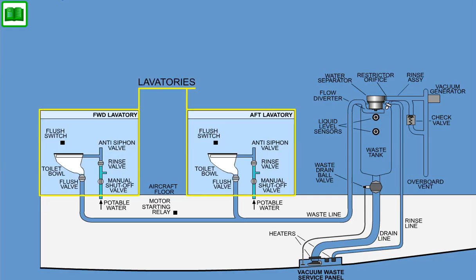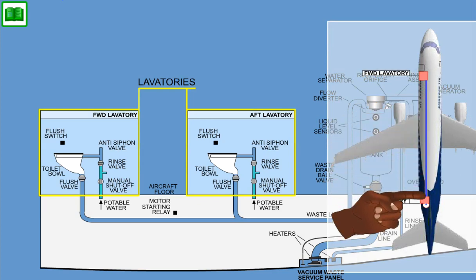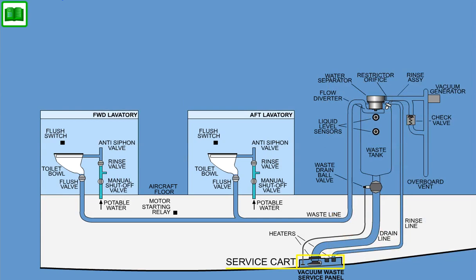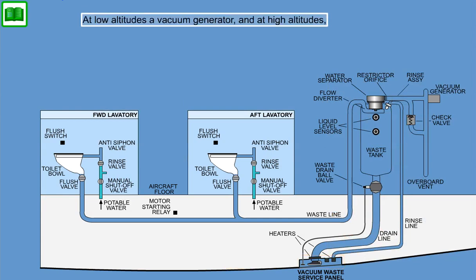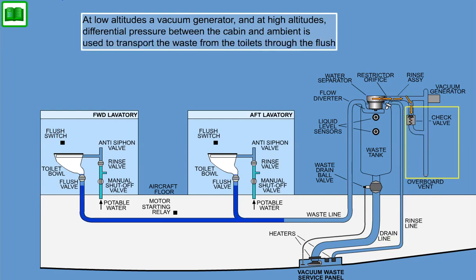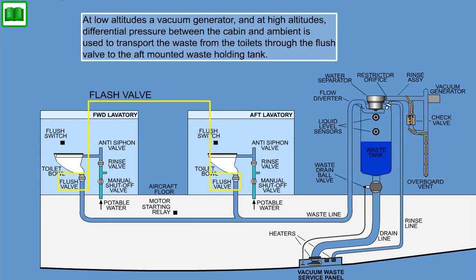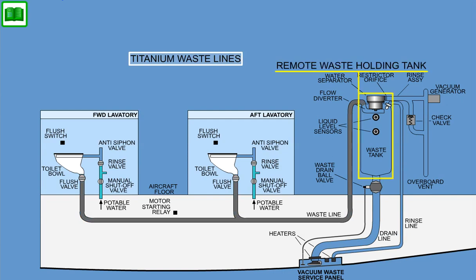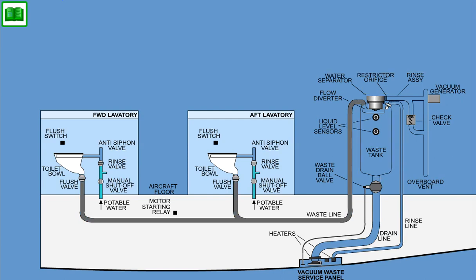Waste from the lavatories is carried by a vacuum system to a remote waste holding tank and is later drained into a servicing cart. At low altitudes, a vacuum generator, and at high altitudes, differential pressure between the cabin and ambient is used to transport the waste from the toilets through the flush valve to the aft-mounted waste holding tank. Titanium waste lines carry the waste to the holding tank. They are installed inside the pressurized and temperature-controlled area of the fuselage.